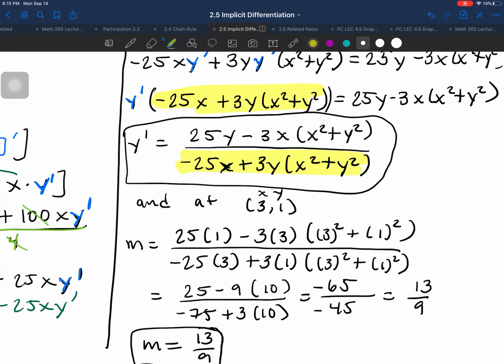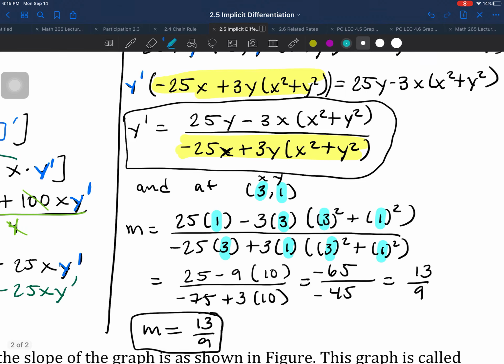So for now, we're going to utilize the fact that they want us to find the slope at a particular point, and that point has a value of x equal to 3 and a y value equal to 1. So every time I see a y, I'm going to replace it with 1. Every time I see an x, replace it with 3. And then simplify it, and that will be automatically my slope.